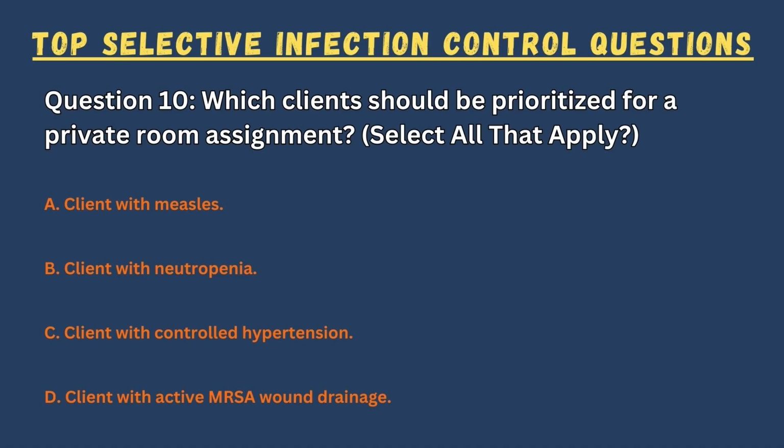Question 10. Which clients should be prioritized for a private room assignment? Select all that apply. A. Client with measles. B. Client with neutropenia. C. Client with controlled hypertension. D. Client with active MRSA wound drainage.